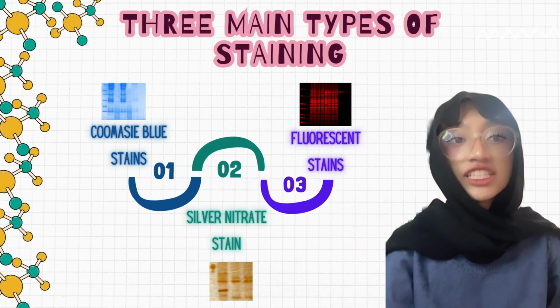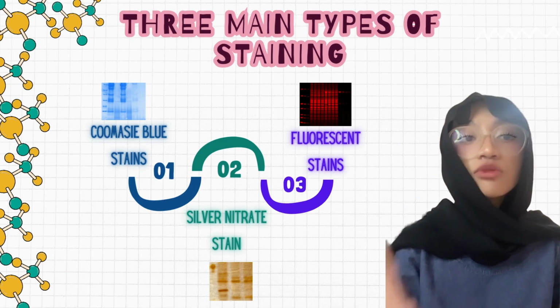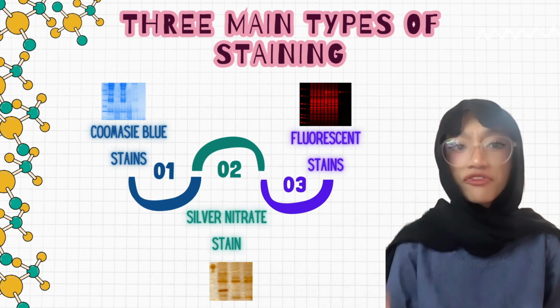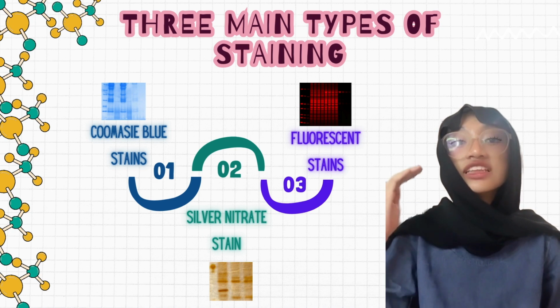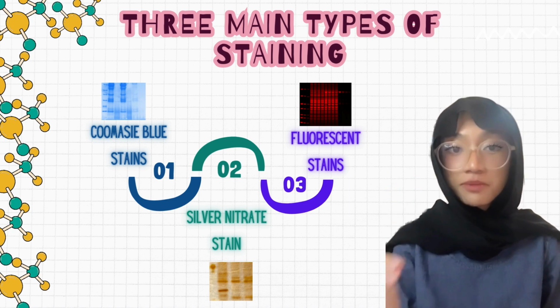Now we're moving on to the 3 types of staining methods used in proteomics. First, Coomassie blue staining. It is simple, cost-effective, and easy to perform. However, it is the least sensitive with a detection limit of 5 nanograms, and it is compatible with mass spectrometry.